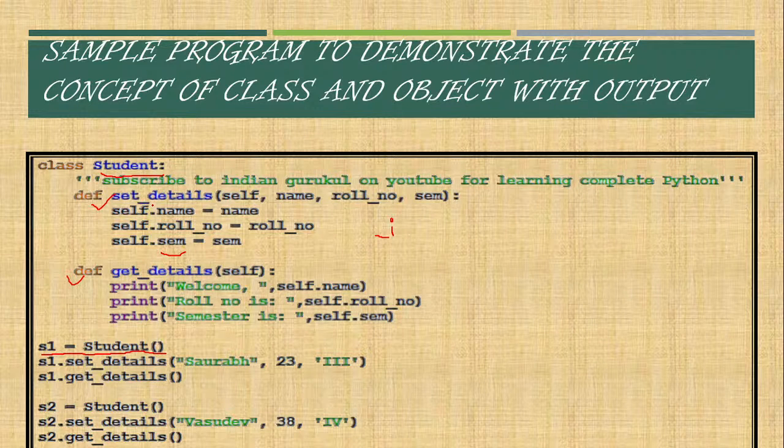What the set details function will do, when this function is called, and since this is not the constructor function because the name of this function is not init, we need to explicitly call this function. We need to explicitly call the set details function over here, and when it is called, the lines within it will be executed.